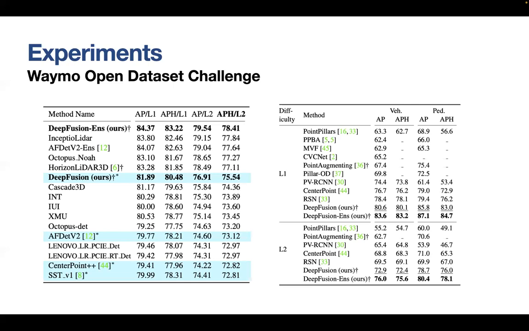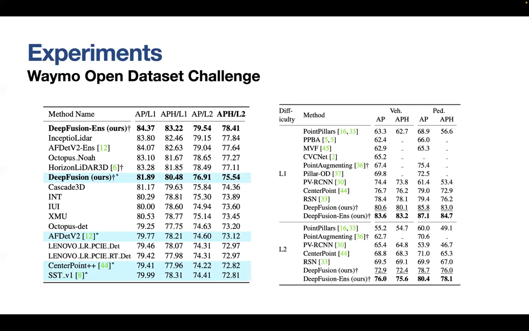And they also observe that their single model, so the non-ensemble model, is the best non-ensemble model in the challenge. The next one to it is almost 2 points less in average precision level 1, for example. And the difference is similar in all the other methods, maybe even more. So DeepFusion significantly outperforms the previous models in the Waymo Open Dataset Challenge test set.